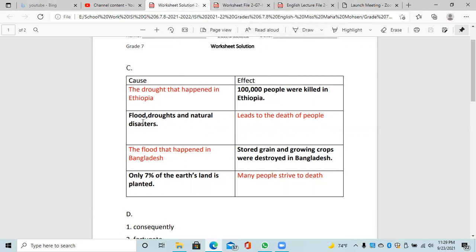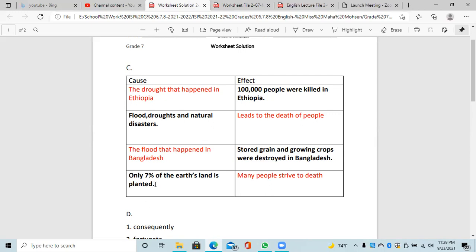The second one, you have the cause, which is flood, droughts, and natural disasters. All of these lead to the death of people. The third one, you have the effect, which is stored grain and growing crops were destroyed in Bangladesh. You look for this in the text, where they are telling you that stored grain and growing crops were destroyed in Bangladesh. So this is the effect. So why did the stored grain and growing crops in Bangladesh get destroyed? Because of the flood that happened there in Bangladesh.